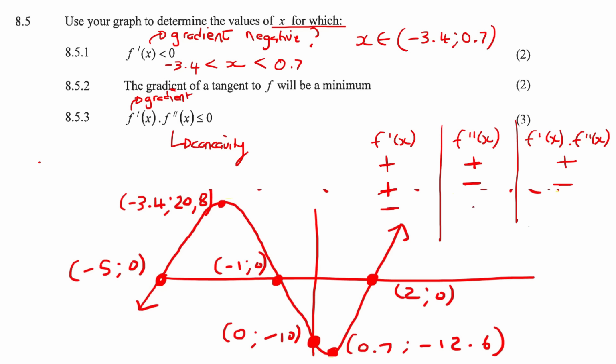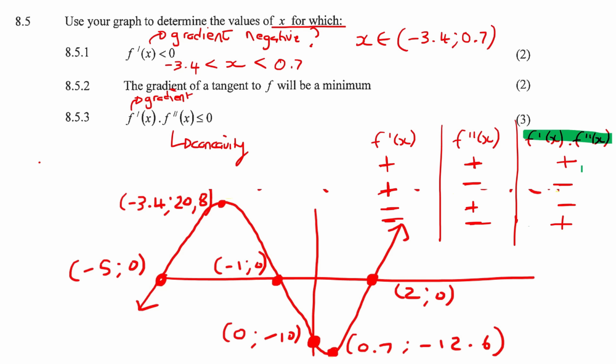If this one's negative and this one's positive, you would end up with a negative. And if this one's negative and this one's negative, then two negatives once again make a positive. So they want to know, where is this ugly expression smaller than or equal to 0? Smaller than 0 means negative. So they want the negative answers.